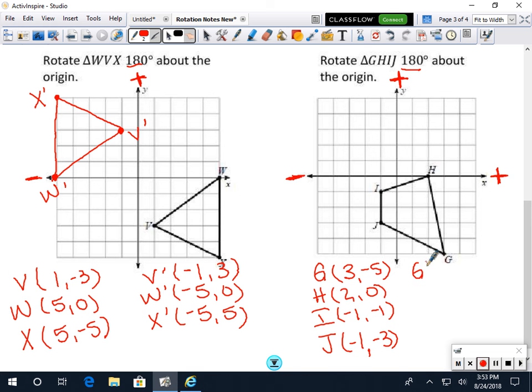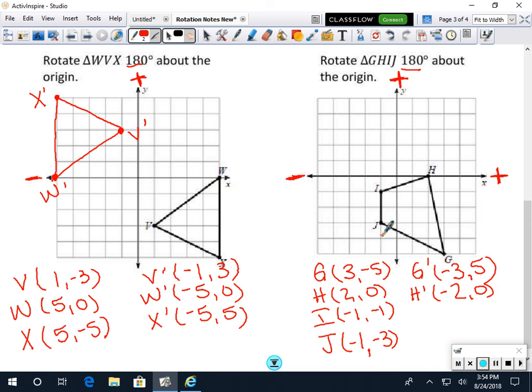So if I'm taking G from the 4th quadrant here, and I'm going to move it twice. So I'm going to move it here and then here. It's going to end up in the 2nd quadrant. X will be negative, Y will be positive. Okay, so I keep my numbers the same since I rotated twice. X is negative, Y is positive. Okay, H is here. I'm going to move it here and then here. And again, X is negative, Y is positive. So it'll be a negative 2, 0.